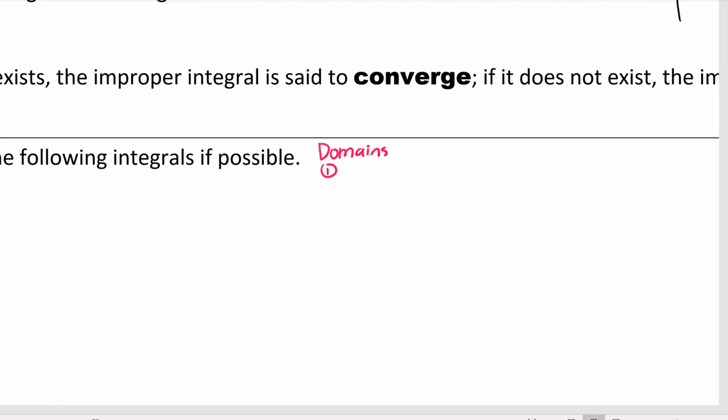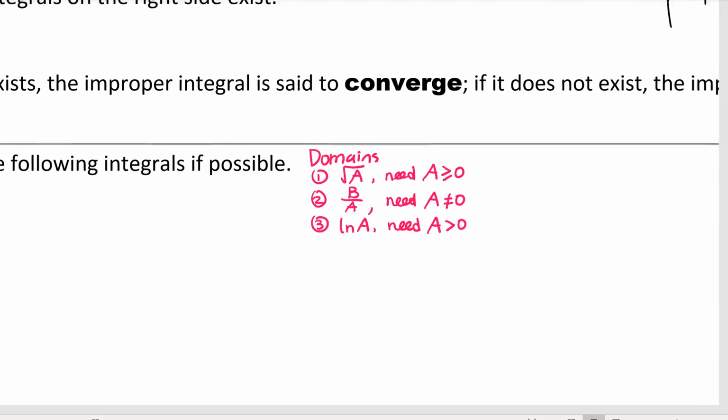First type, do you remember? Square root of a, and we need a to be greater than or equal to 0. Second, do you remember? Yes, it's the fraction b over a, and we need the denominator to be not equal to 0. And the third one is ln of a. What do we need? Yes, we need a to be positive. So there are 3 types of functions with restricted domain. There are more, like tangent x and secant, but here are the 3 main types. We will see them more often.